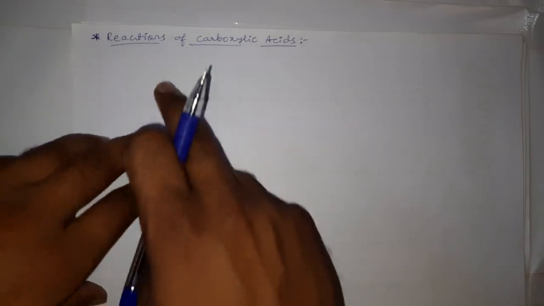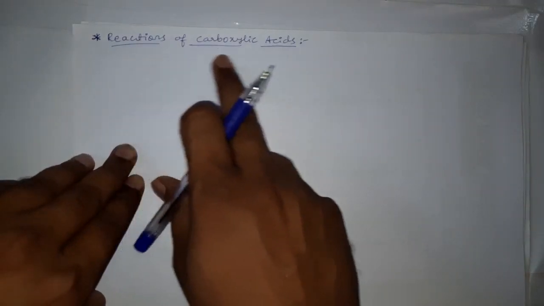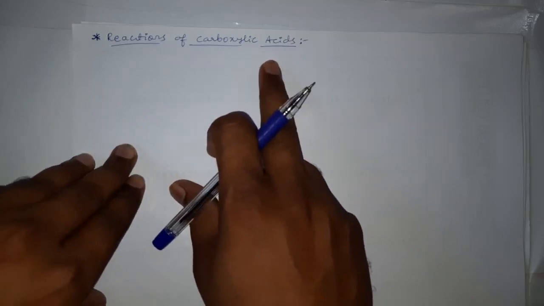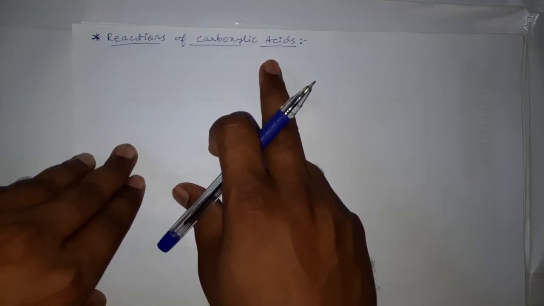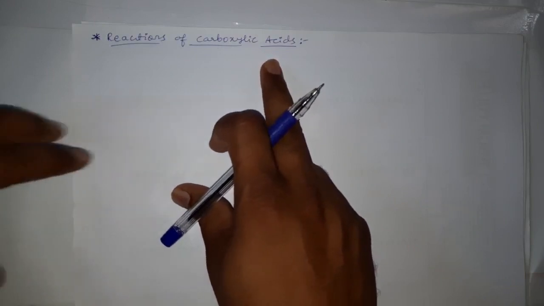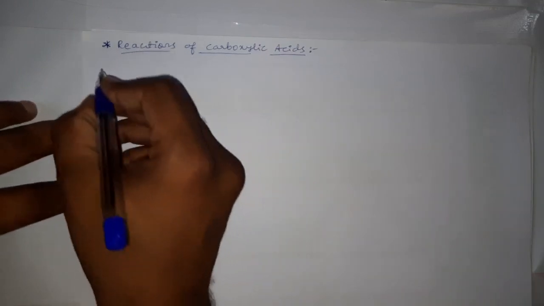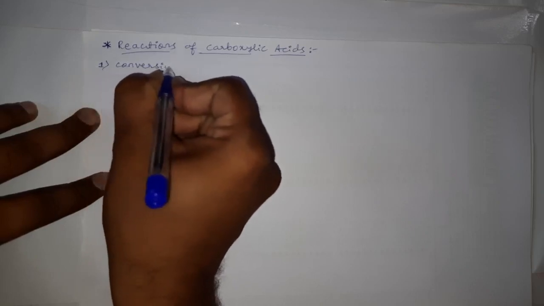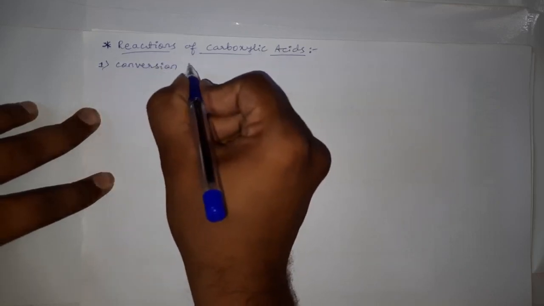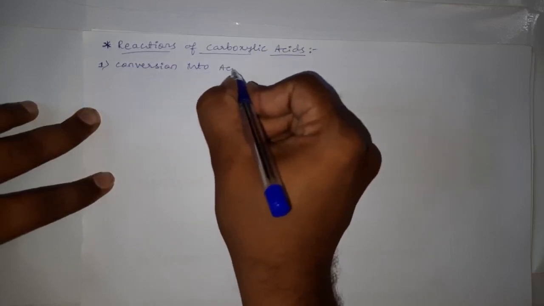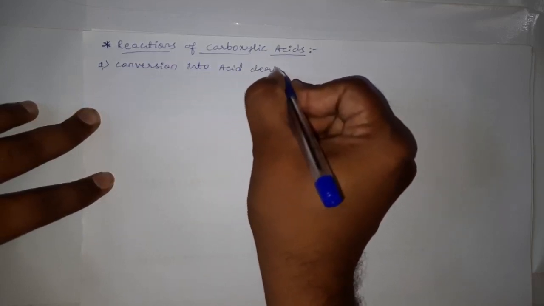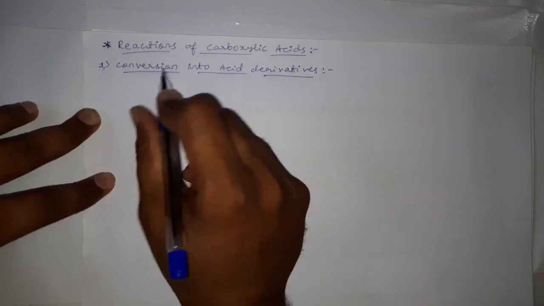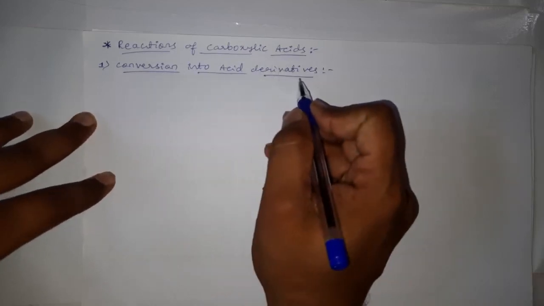In this class, we are going to discuss the chemical reactions of carboxylic acids. These carboxylic acids have a number of chemical reactions, and for our syllabus, the first chemical reaction of carboxylic acids is the conversion of carboxylic acids into acid derivatives. The conversion of carboxylic acids into acid derivatives.